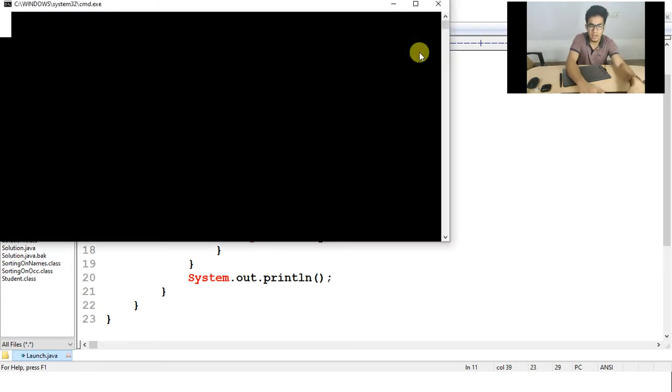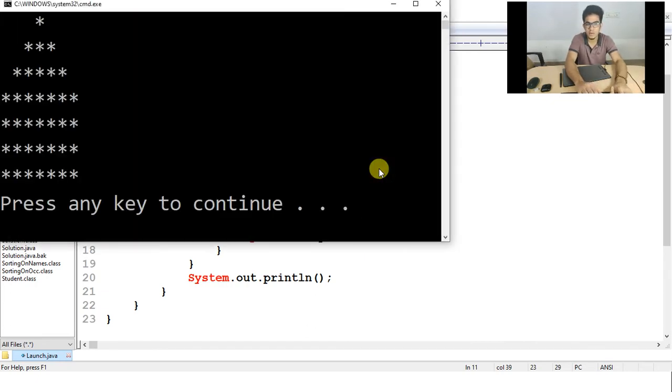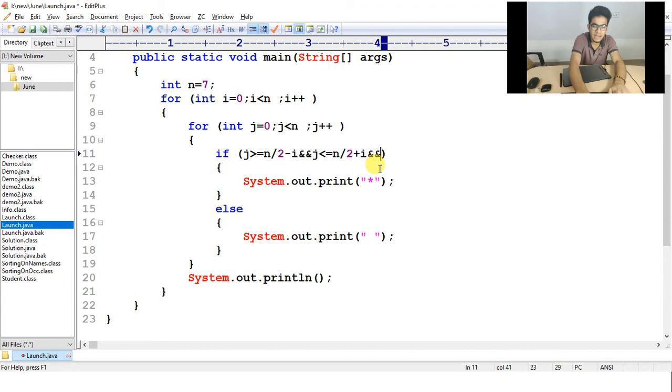Now I compiled. And when I execute, I'll be getting this output. I got the house pattern. Now I want to again cut something. I want to cut something here. Again, you want to cut something. Which operator? And operator.